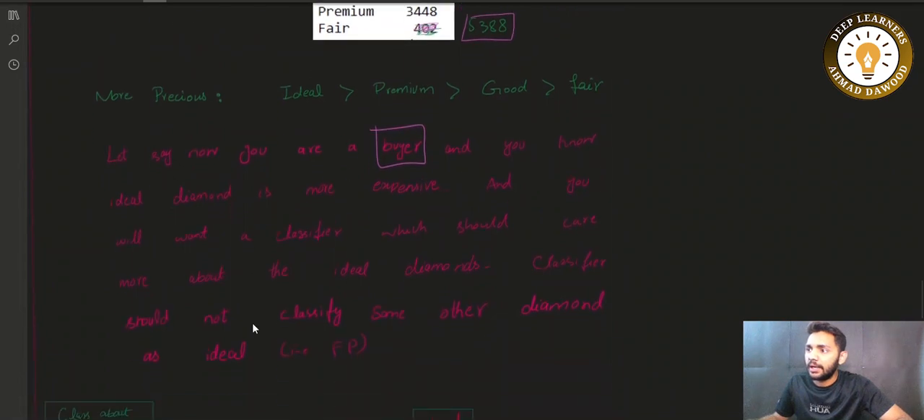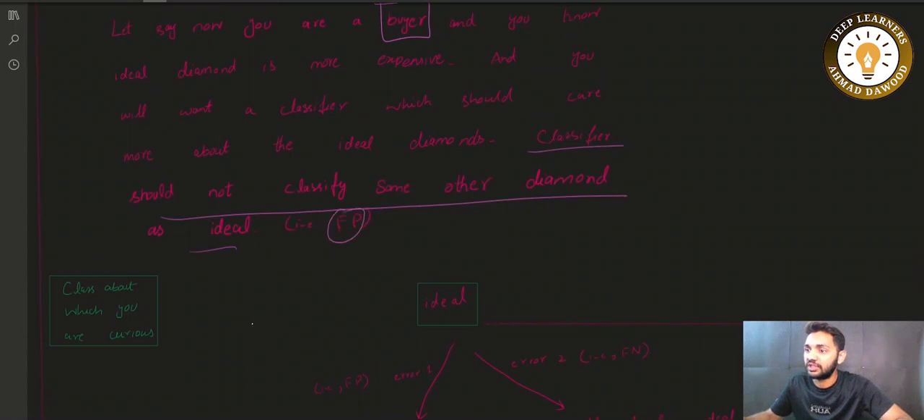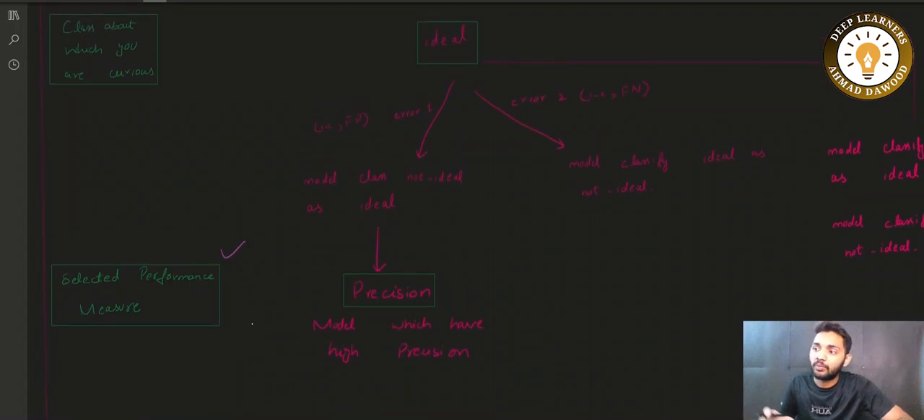Okay, and now you are a buyer. You know ideal diamond is more expensive, and so on. You want such a type of classifier that should not classify some other diamonds as ideal, which we have already discussed. So you know that you are more curious about the precision. You have selected precision as your best score. Now you want such a type of model that should have good precision, or high precision, on the ideal class and also good precisions on the other classes.